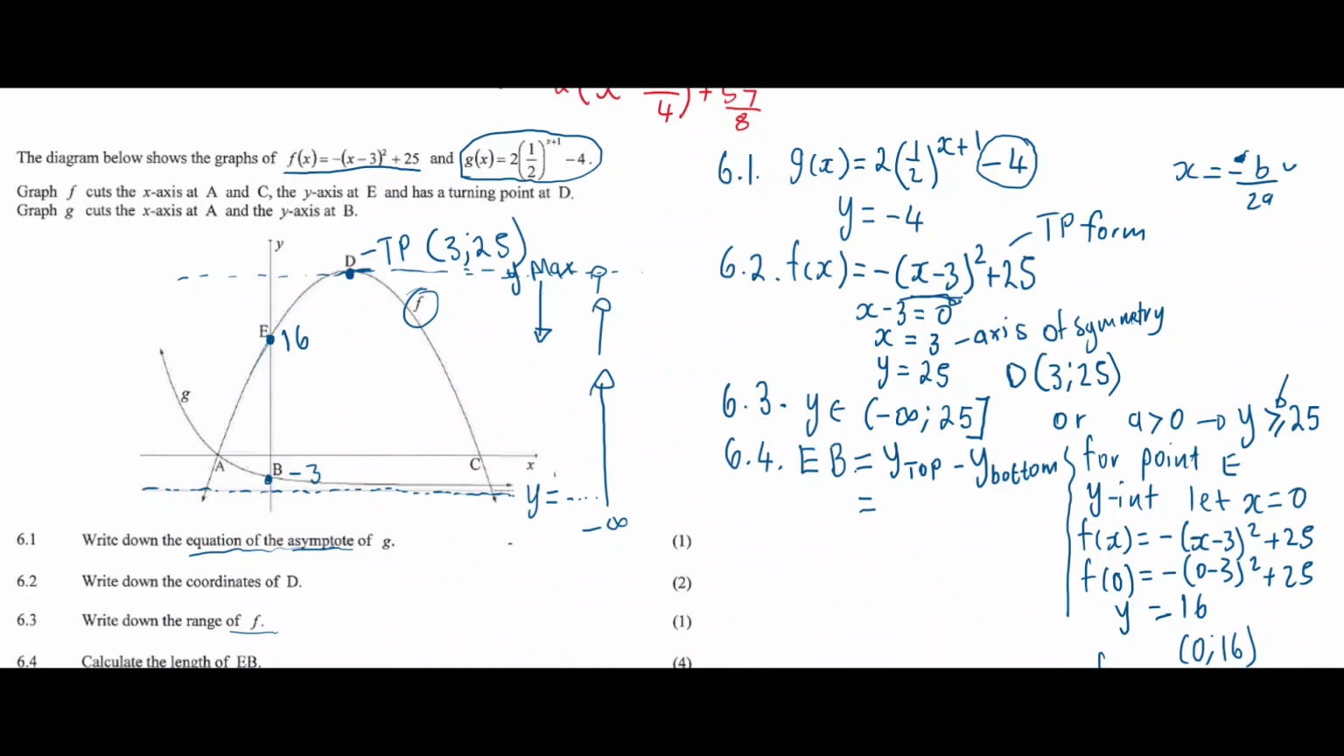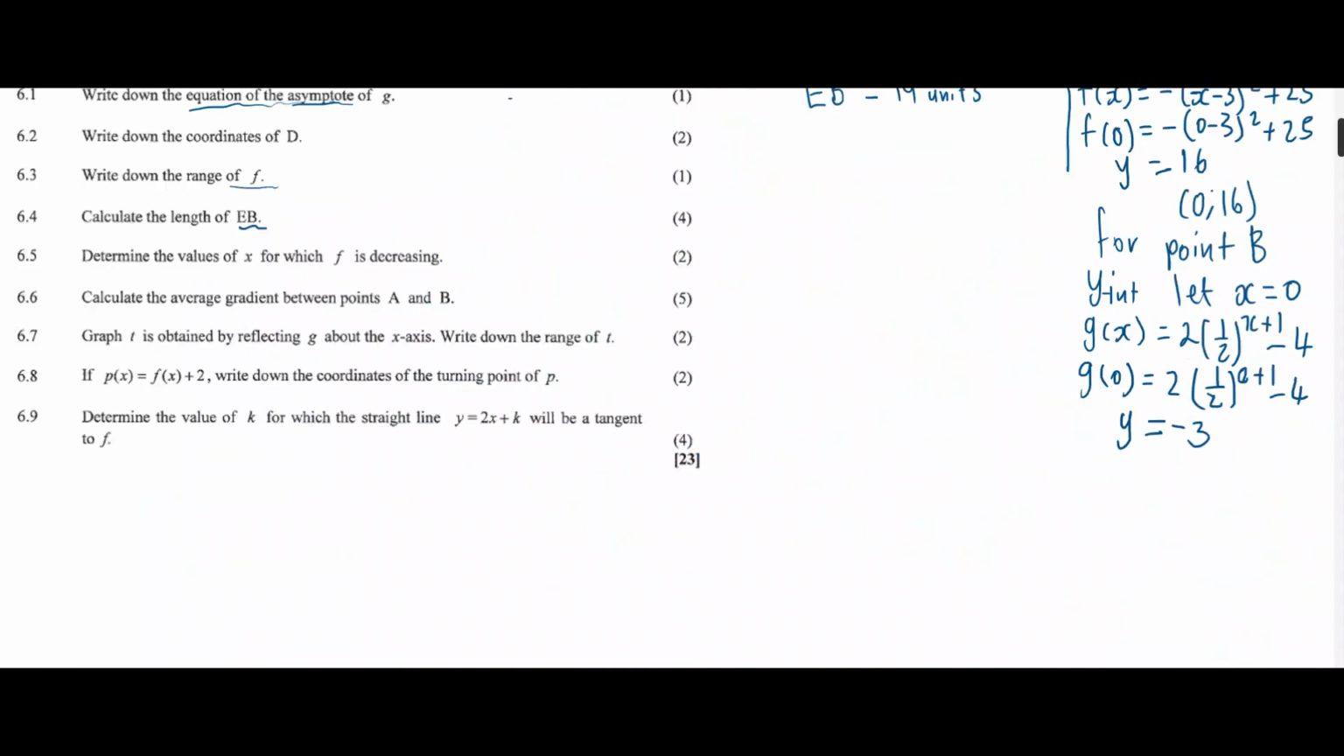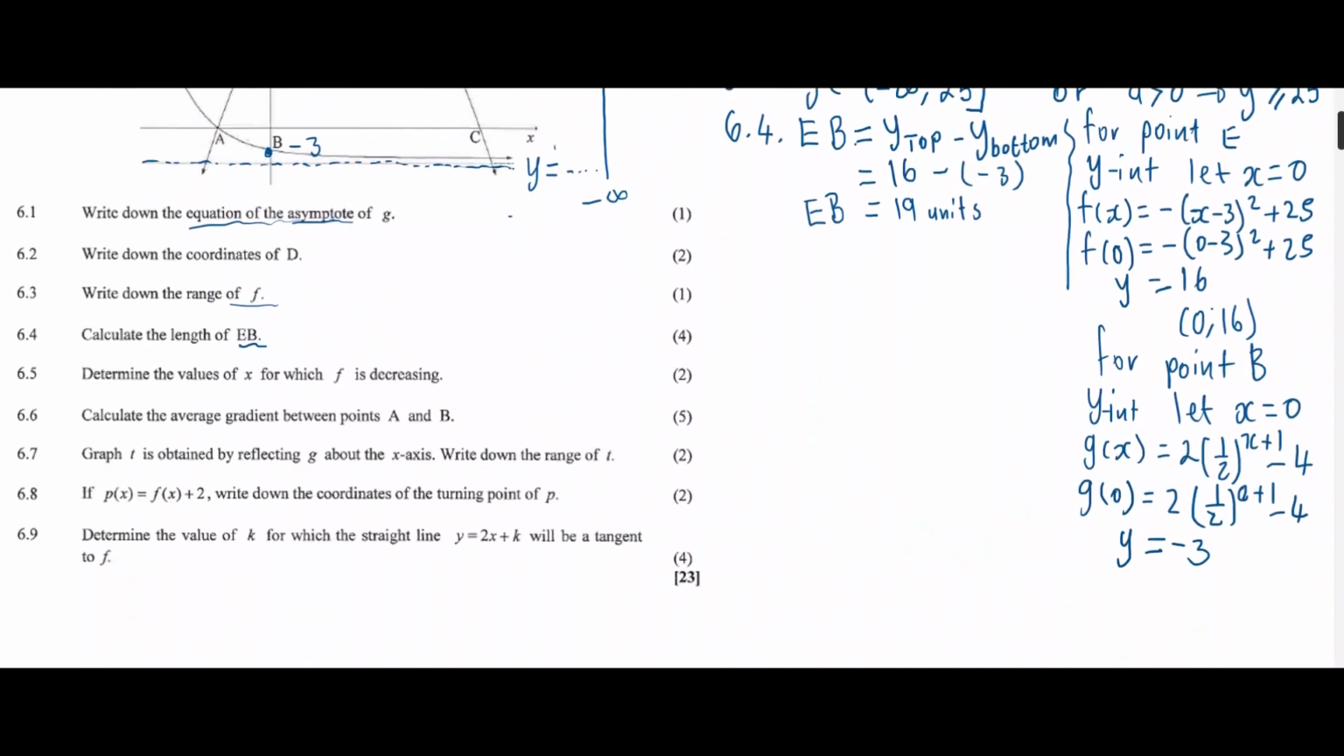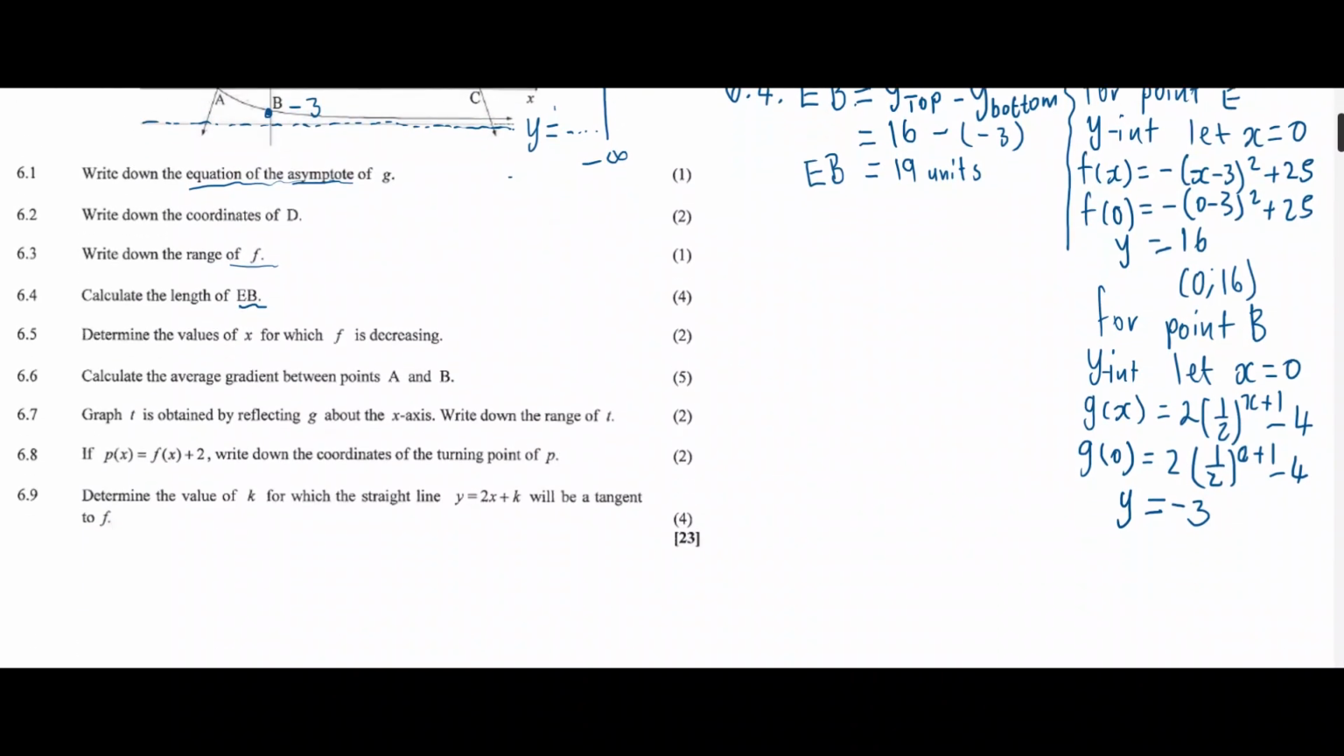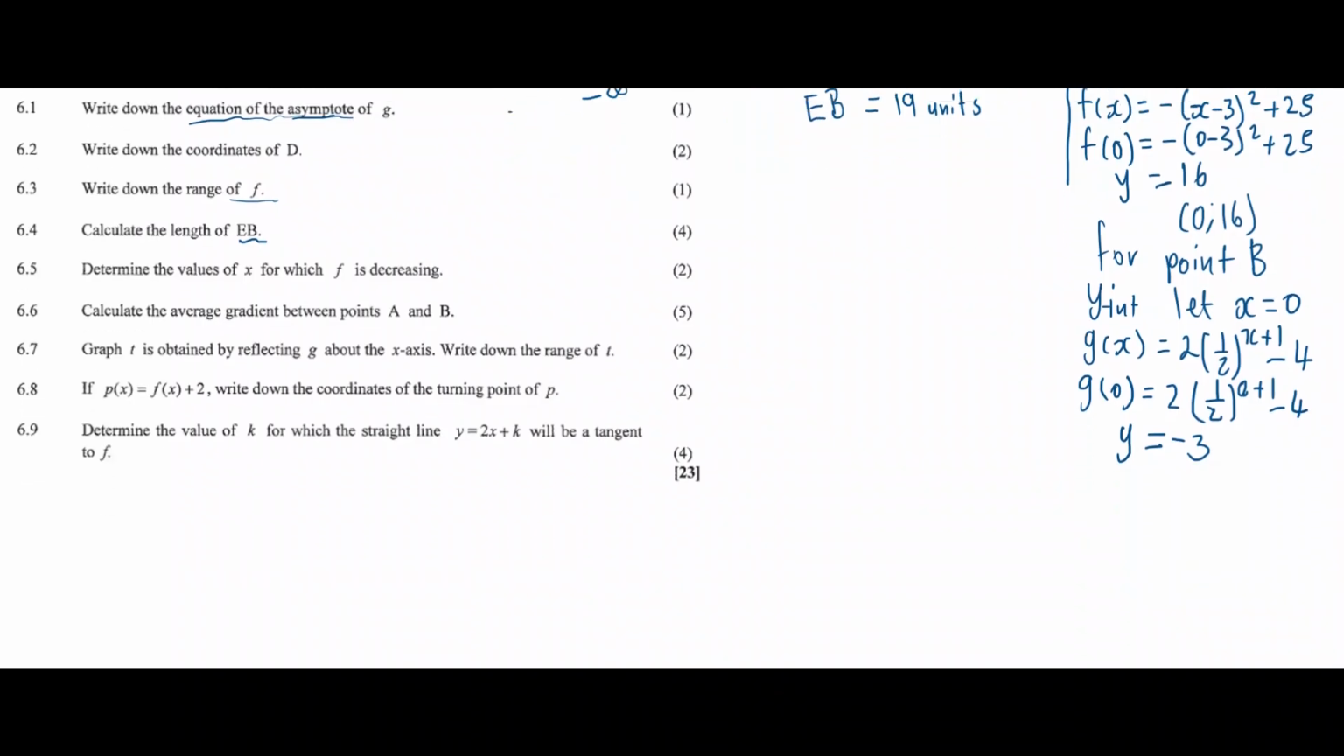It's just going to be the y value at the top, which is 16, and the y value at the bottom, which is -3. When we subtract the two, we will see that the answer is 19 units, if I'm not mistaken. I hope you get the idea. Next time this idea is going to be used in the form of expressions, but you should be able to do it still.